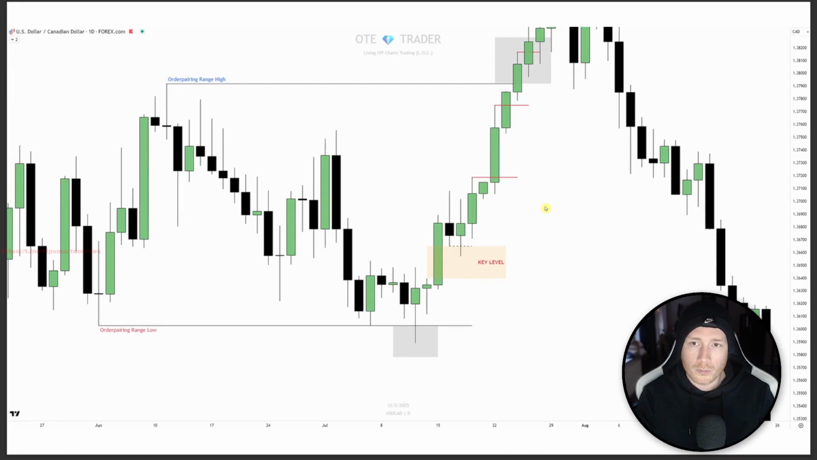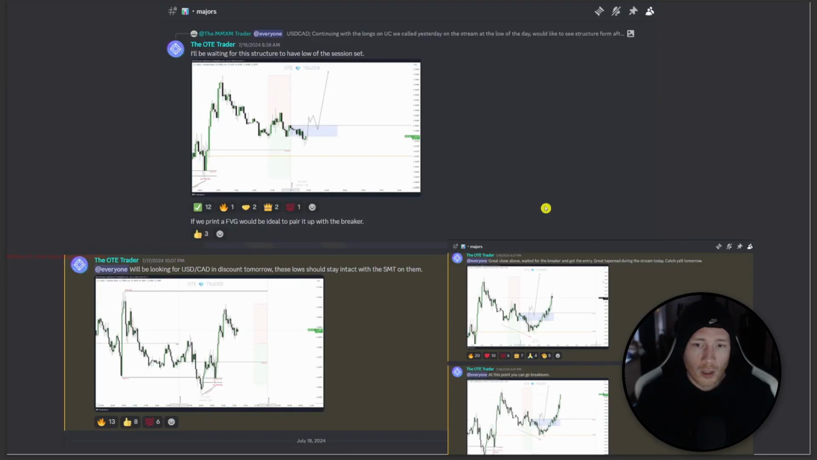So if you look at the call outs over here, right? We'll be looking for USD CAD in discount tomorrow. This is after the daily candle close, right? What I just said with the candle closure. And then we're looking for the breaker intraday to form. And you can actually see once price closes above, you can enter the breaker and then you have a winning trade. That's the easiest way to determine your daily bias.